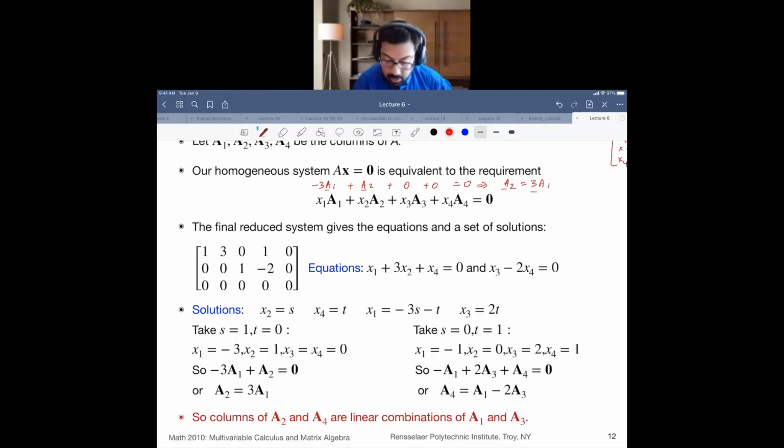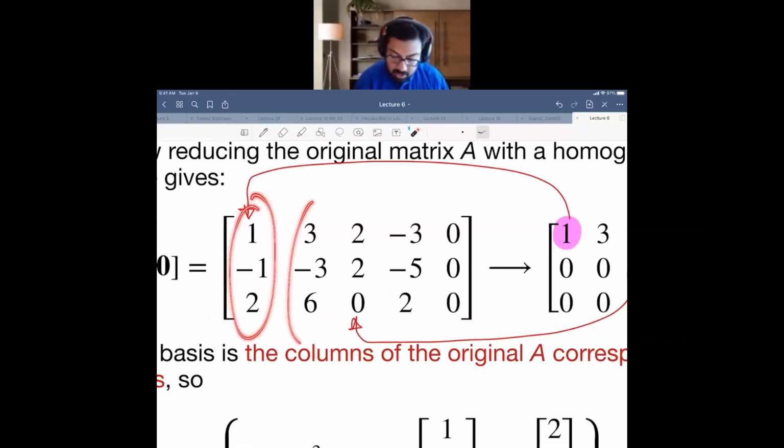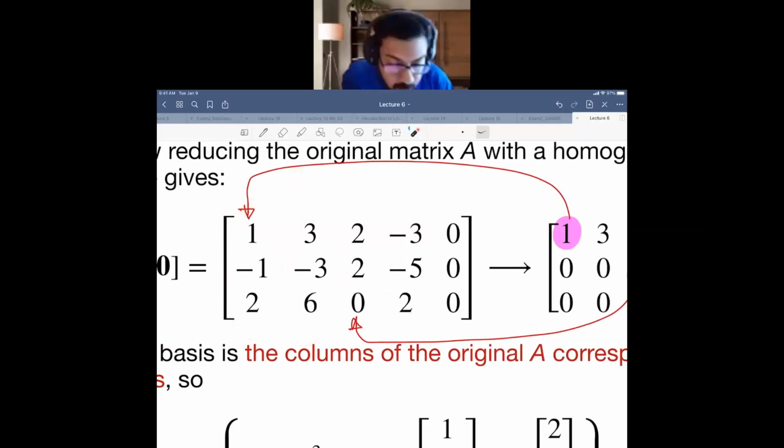Because remember, a basis has to have linearly independent vectors. Over here, a2 depends on a1, so it cannot belong to my basis, which is what we are trying to find, right? A basis for the range of the matrix. So we got this condition over here, a2 equals 3a1. And you can go back and check whether that is true or not. You multiply a1 by 3, you get a2. So you can quickly check that.